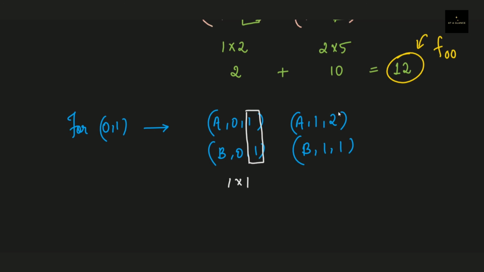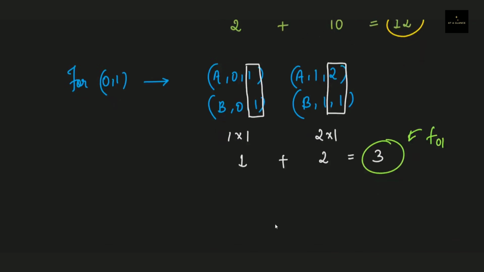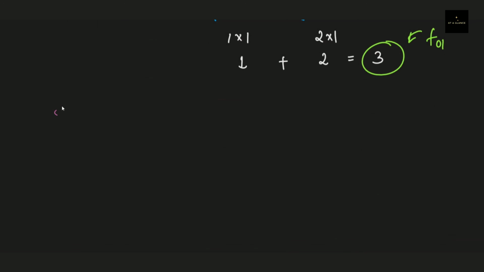Now the third parameter is 1 and 1. So 1 multiplied by 1 gives out 1, and from the second value pair, which contains the j value as 1, the third parameter is 2 and 1. 2 multiplied by 1 is 2, and when you add these two results, you will get 3. So since we are dealing with the key 0, 1, the element 3 will be located at the position 0, 1 in the matrix F.